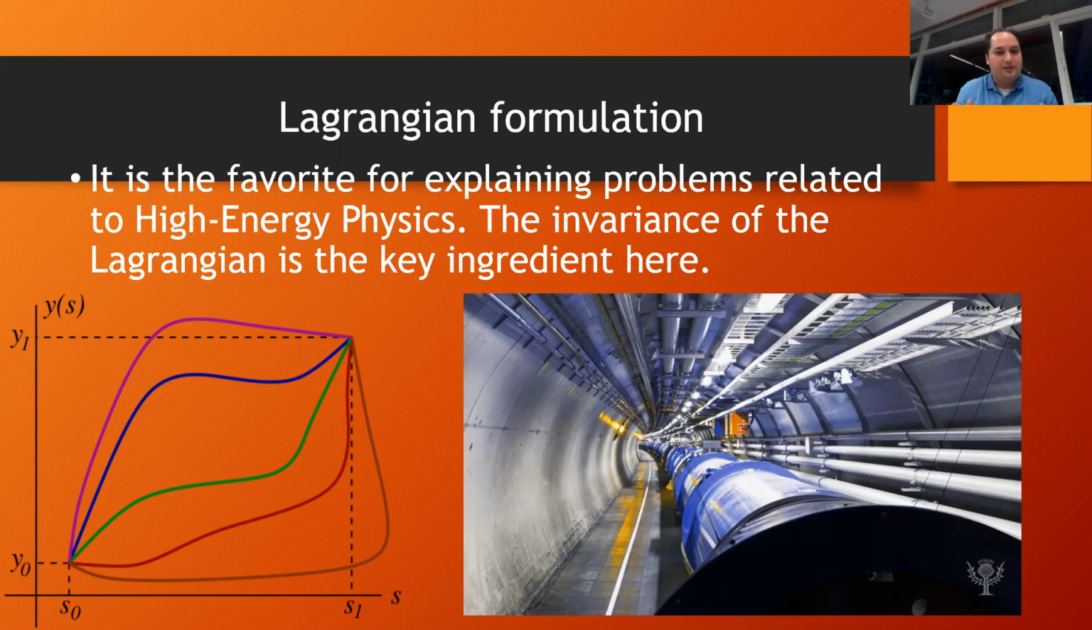Let me clarify this point. Both formulations contain the same information. The difference is that if we use the Hamiltonian formulation in problems like those studied in particle accelerators, for example at CERN or Fermilab in Chicago, where they accelerate particles to speeds close to the speed of light, they perceive relativistic effects. Then if you use the Hamiltonian formulation, you have to use Lorentz transformations to transform the Hamiltonian. It's very complicated. The problem will become a mess. With the Lagrangian, you don't have this problem. The Lagrangian is invariant.